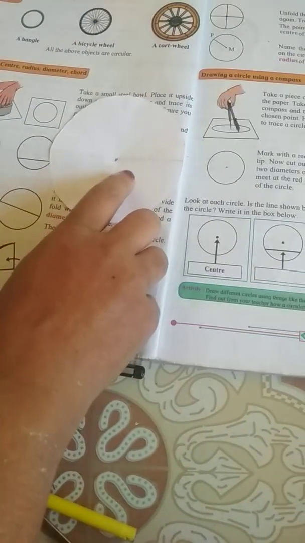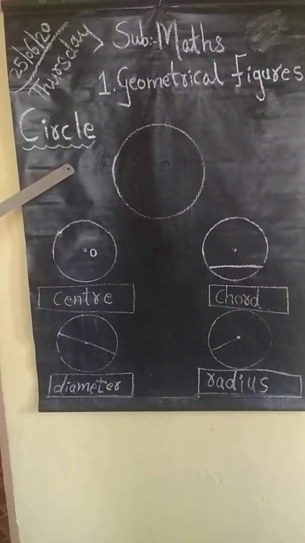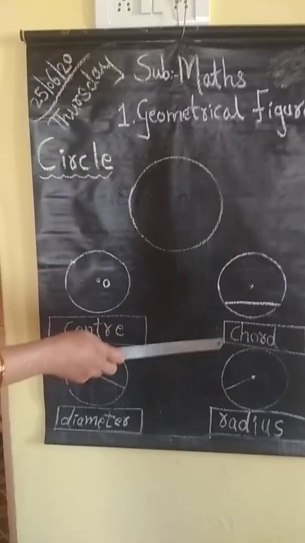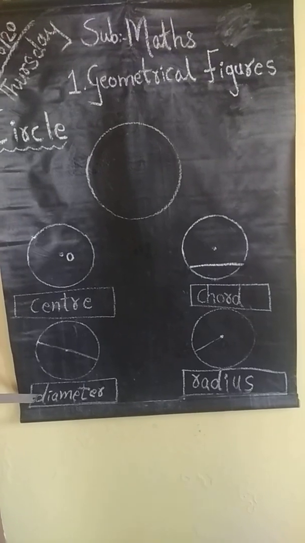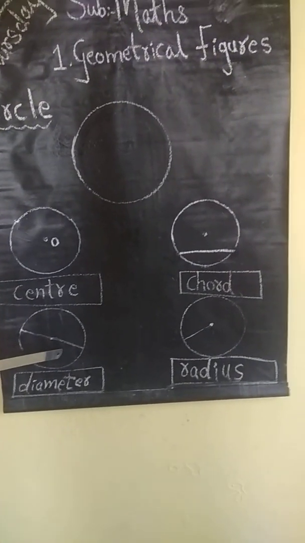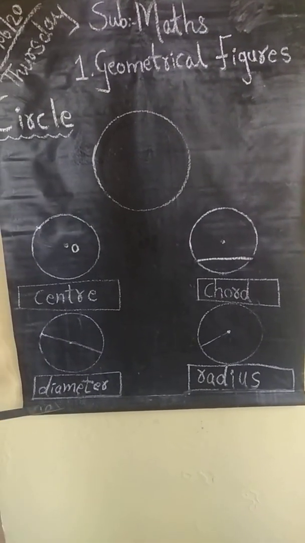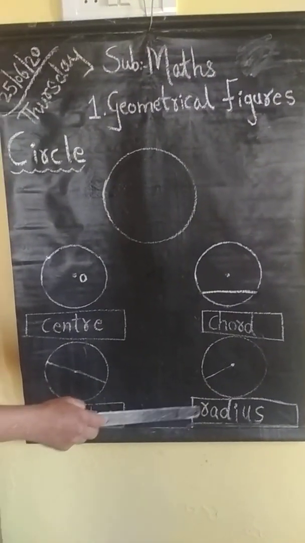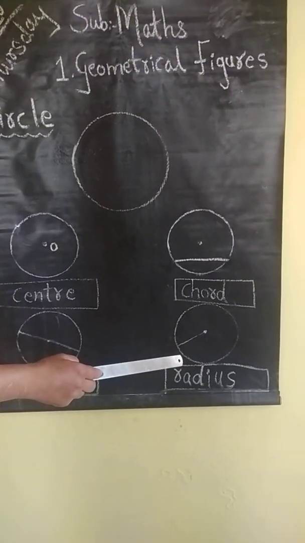So now, in short, I will explain what a circle is. Circle. O is the center of a circle. Chord: a line joining any two points of the circle is called a chord. Now diameter: a line dividing the circle into two parts and passing through the center of the circle is called a diameter. The diameter is also a chord of the circle. Radius: a line from the center of the circle joining any point of the circle is called a radius. I hope all of you understand it.